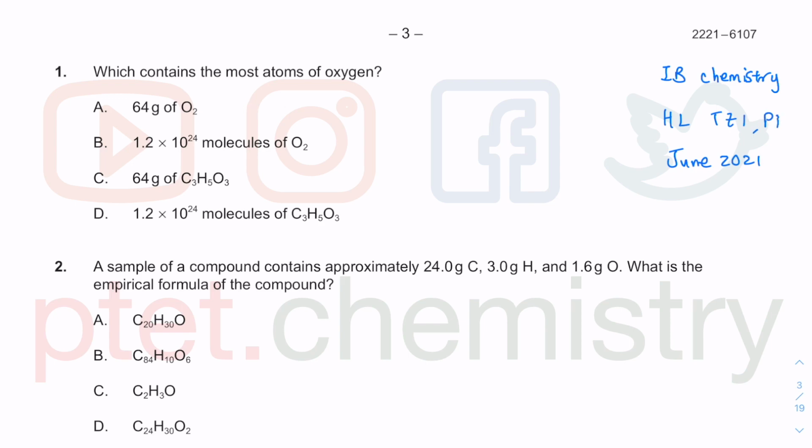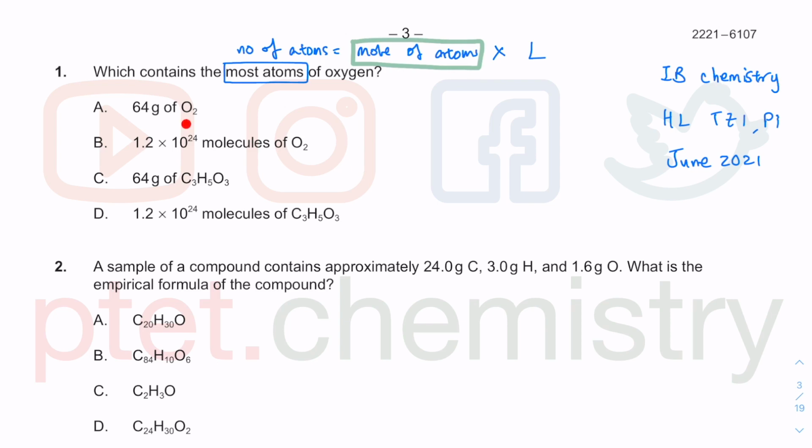So which contains the most atoms of oxygen? We are just looking at the number of atoms. Of course, we know the number of atoms is related to the mole of atoms. So it's the mole of atoms multiplied by Avogadro constant. Having said that, instead of all of them multiplying by Avogadro constant, it is best if we just look at the mole of atoms, and whichever one has the greatest number of mole of atoms, when you multiply by the same Avogadro constant, it's going to give you the most number of atoms for obvious reason.